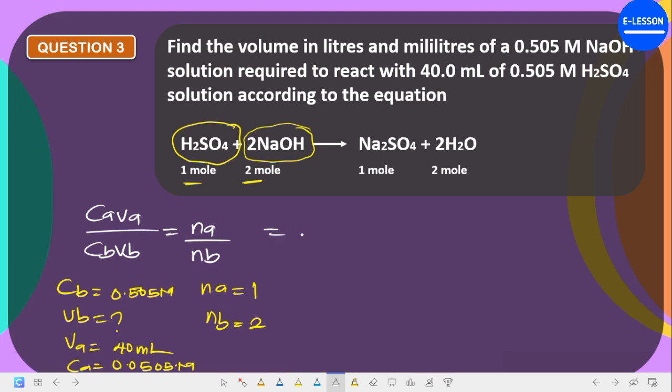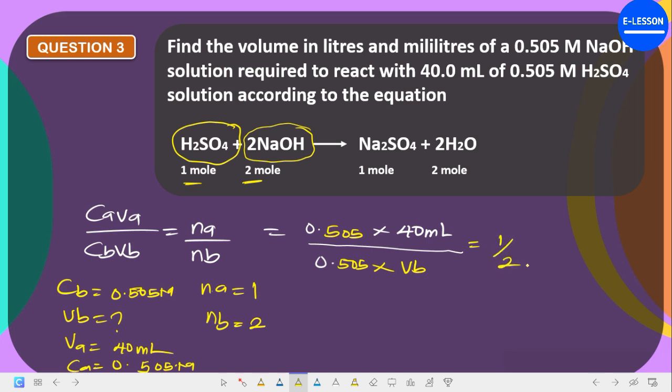You are going to have our Ca is 0.0505, Va is 40 milliliter. Of course, you should take note of that. Cb is also, okay, Cb is not 0.05 but 0.50. Okay, let's take note. So this is 0.505, this is 0.505 times Vb, which is unknown, equals Na is 1 and Nb is 2.